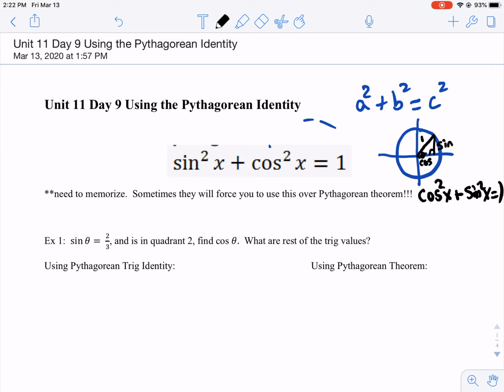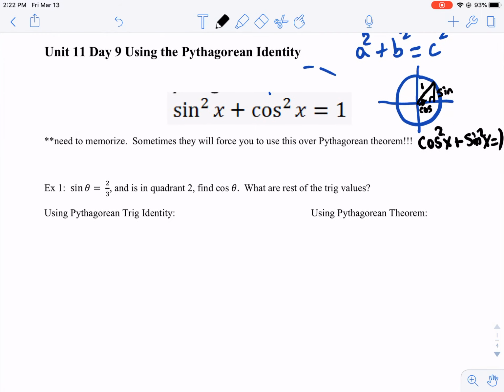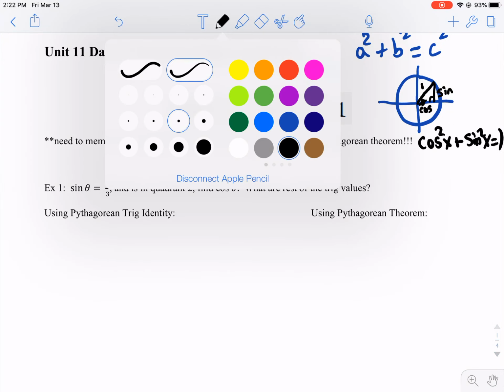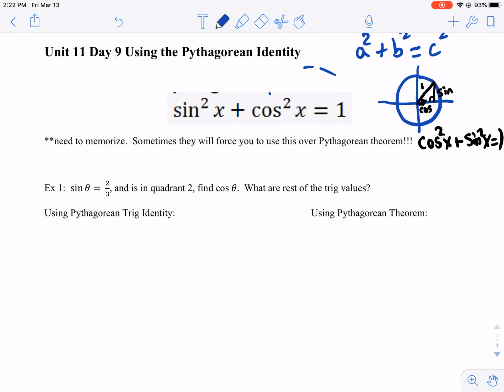And sometimes you will be asked to use this identity to find other trig values rather than just drawing the right triangle and doing the Pythagorean theorem. So in the next example, I'm going to show you how those two things look different, even though both of them can be used. The Regents might seriously come out and say, use the Pythagorean identity, in which case, use that or you only get 1 point.